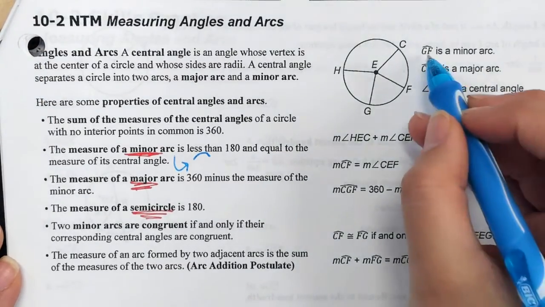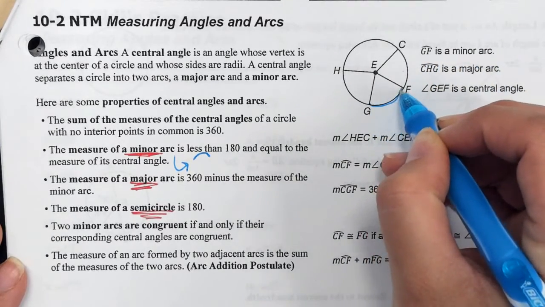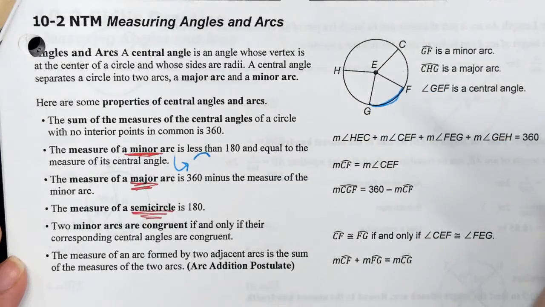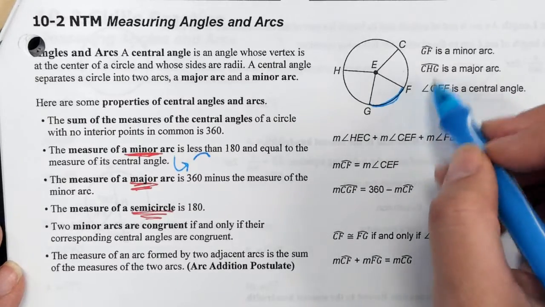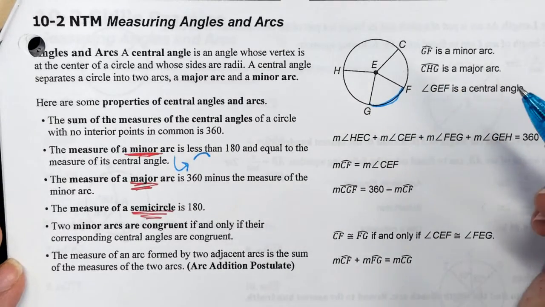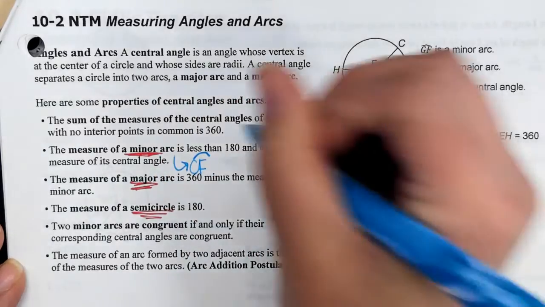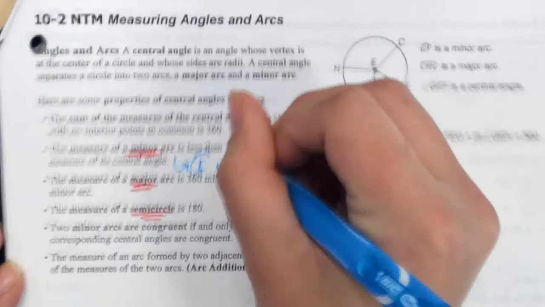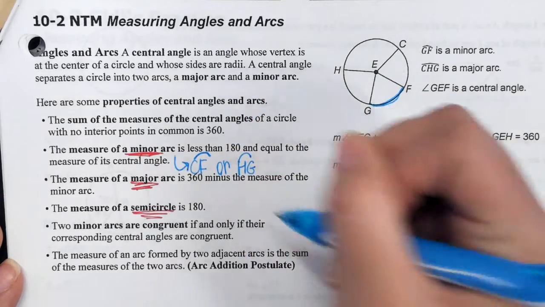For example, it says right here, GF is a minor arc. So GF is an arc, and because it's less than 180, it is minor. So what's another example of a minor arc that you see right here? CF. That's one example. What's another? HG. Good. And these are interchangeable, so you could say GH.